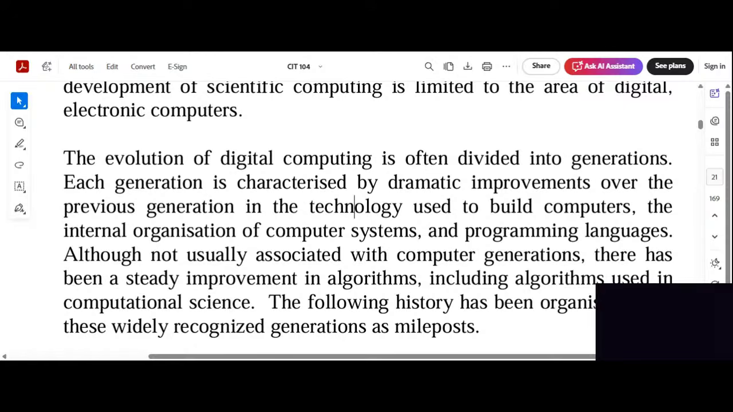What is the difference between each of those generations is that they use different technologies to build the system. Now, as a matter of fact, the internal organization of computer system also differs in those generations, and then the programming languages also differ in those generations.